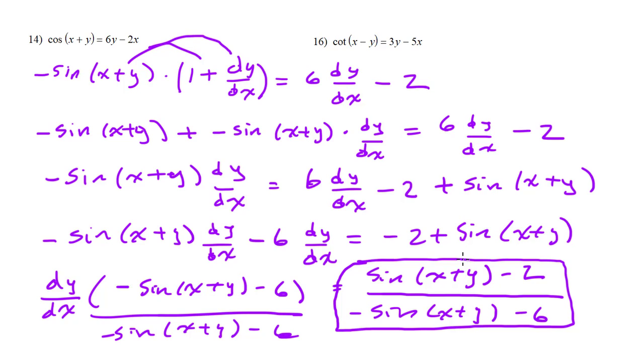So this one's a little bit more complicated again because, well, we have this sine here and we have to multiply by the derivative of the inside. We have to then distribute to get the dy/dx out of it. Then we've got to move the dy/dx's together and move all the other stuff that doesn't have a dy/dx together on the other side. Factor out the dy/dx so that we can divide.